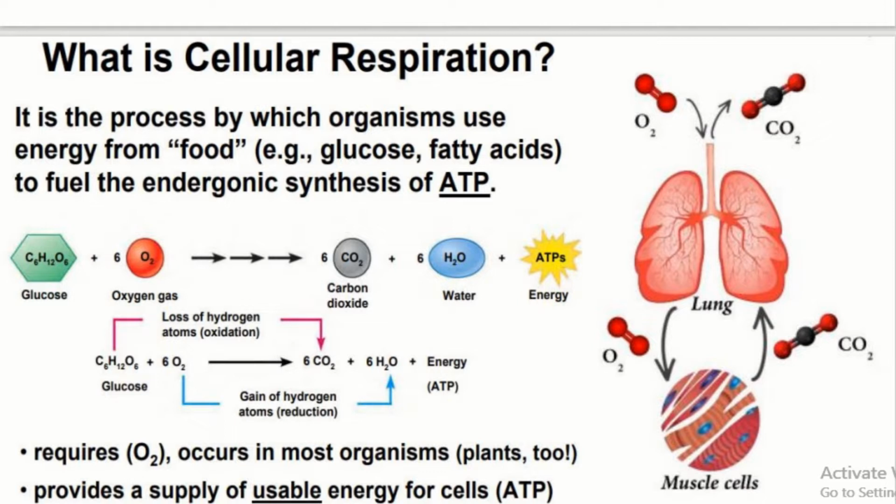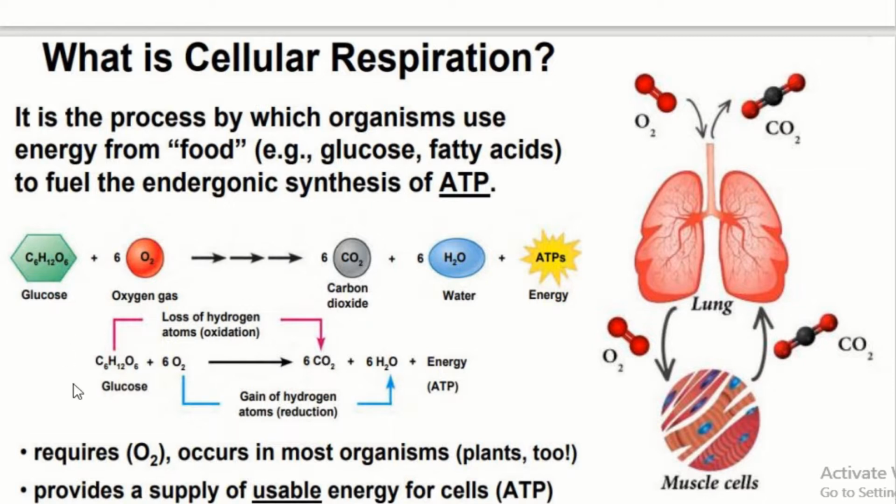Cellular respiration is a chemical process by which energy is obtained within the individual cells from biomolecules. All living organisms, from a single cell to the most enormous creature in the world, undergo respiration. Cellular respiration requires oxygen, which is the case in most organisms. It also provides a supply of usable energy for the cells in the form of ATP.